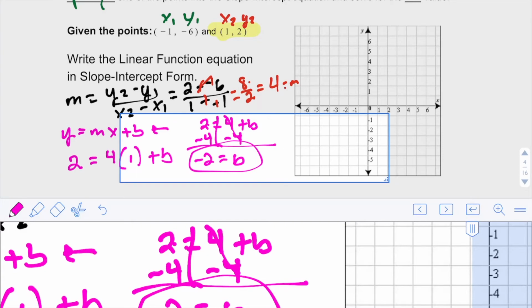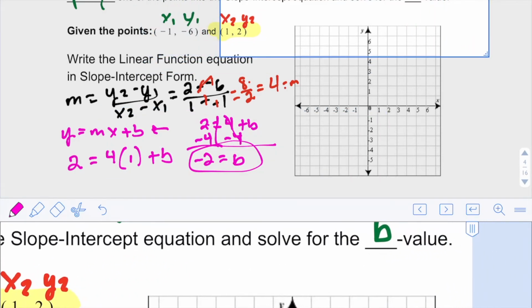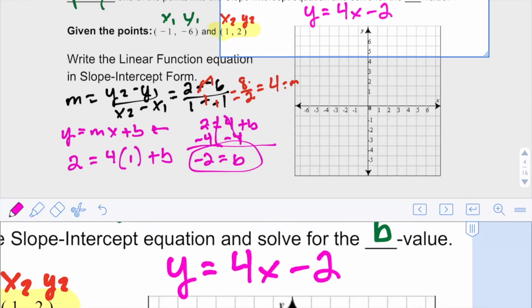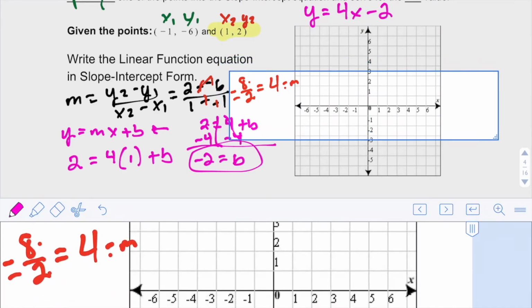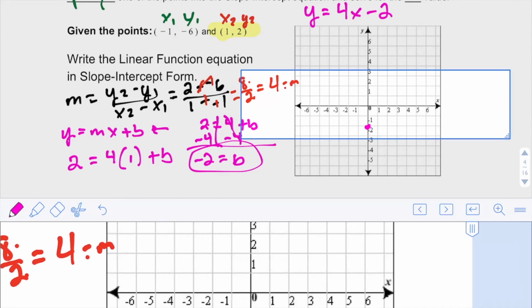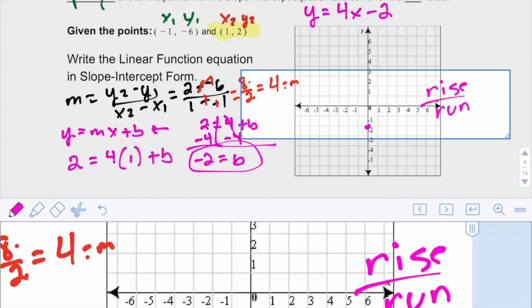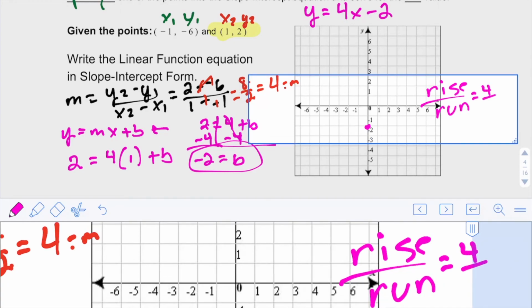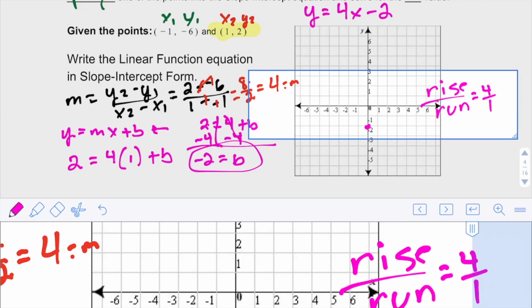So to write this equation, I'm going to write it up here above the graph. We are going to have y equals 4x minus 2, and now we can come down here to the graph and come to -2 and put our y-intercept, and we know that our slope is 4, so we're going to rise over run. So remember, we're going to rise over run, and 4 as a fraction is just 4 over 1. So from this point, we're going to rise 4, 1, 2, 3, 4, and run 1.